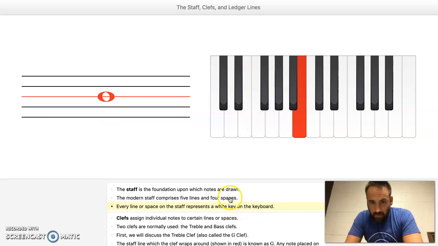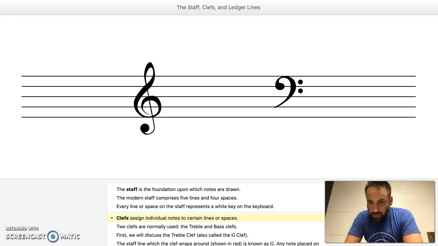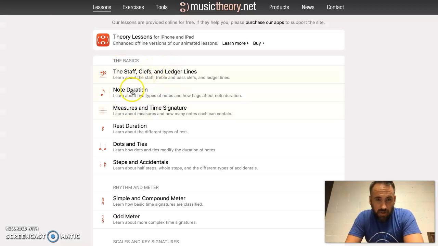Each line on the staff represents a part of the keyboard. And we have the treble clef and the bass clef. You can see this is very basic, but again, this is a tool for you to use that if you hear us give an assignment that has some terms in it that you don't understand, this would be a good place to check. I'm going back to the home page now.